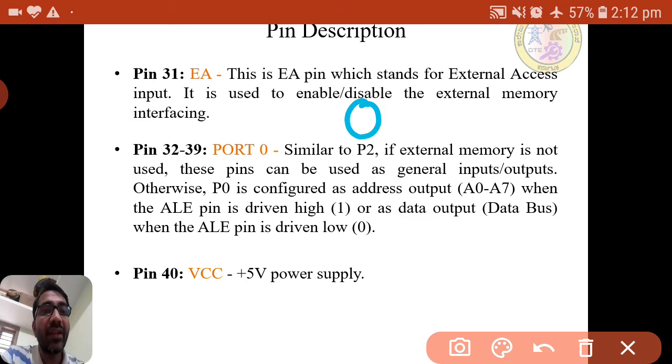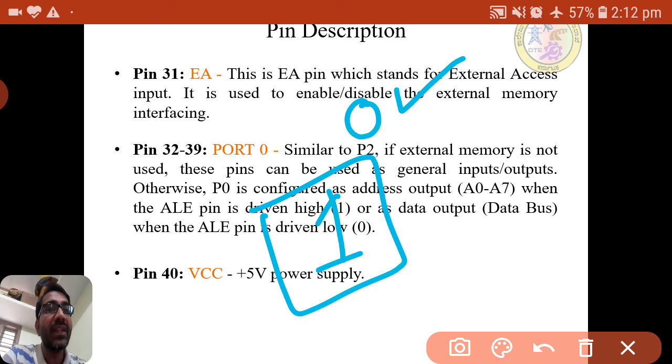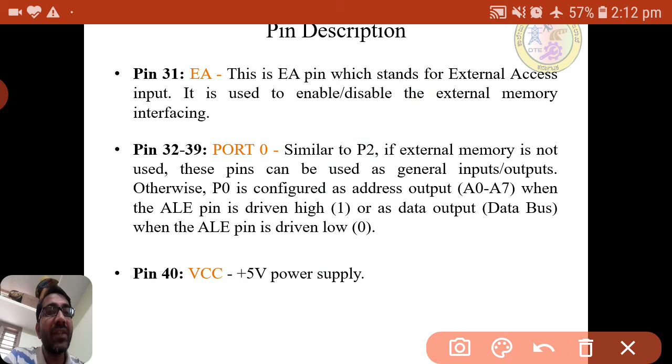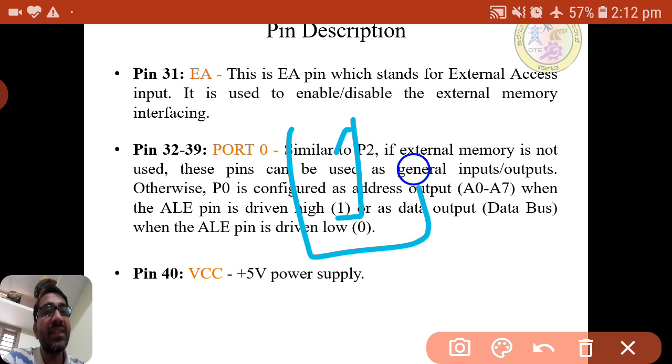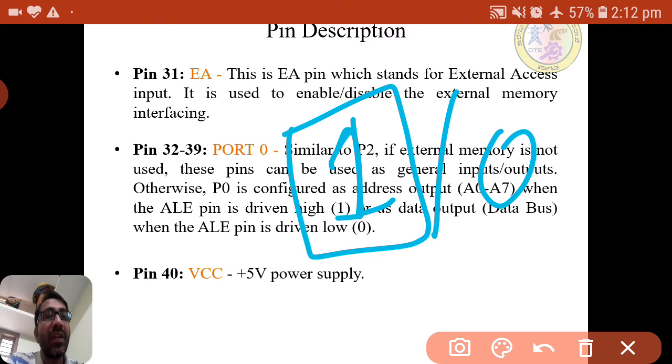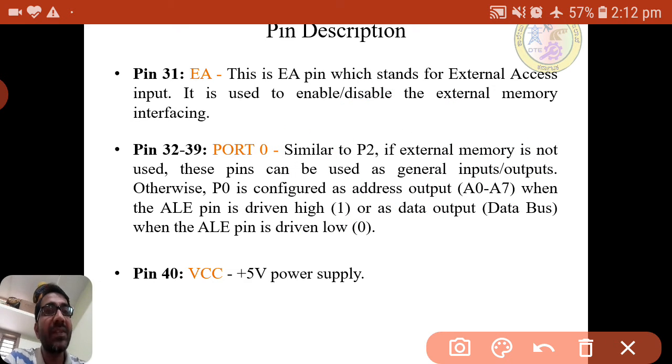If it is active low, then we require external memory, meaning we are interfacing with the external memory. Suppose this pin is 1, then we are not using any external memory. If it is active high, then whenever this pin is 1 we are using external memory, and when this pin is low we are not using the external memory. So this is the pin which will enable or disable external memory interfacing.